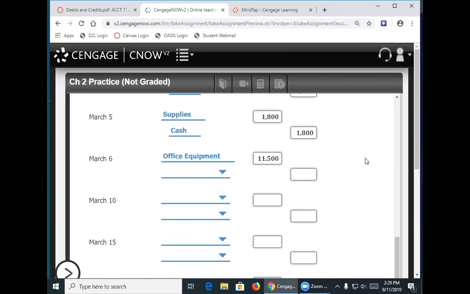11,500. And then you are correct. Since we owe this on account, that's a liability, and our only liability account is accounts payable. Accounts payable is increased on the credit side, so that would balance that one out. The office equipment is debited and accounts payable is credited.